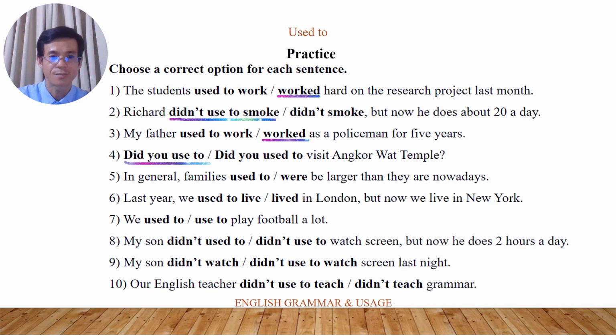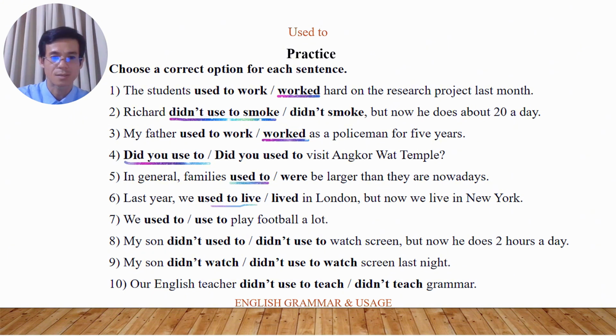Sentence number 5. In general, families used to be larger than they are nowadays, or families will be larger than they are nowadays. The correct answer is used to be. We do not say will be.